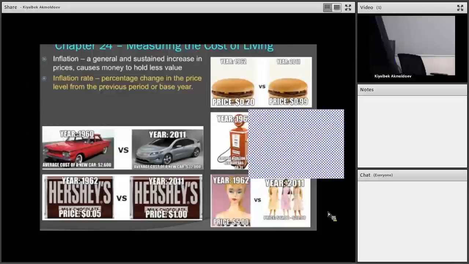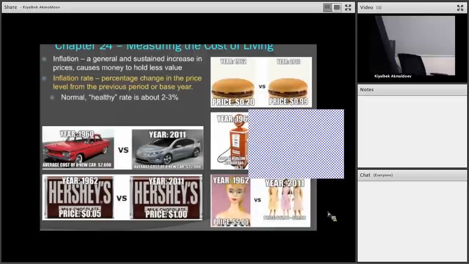Now, you've already learned one index called the GDP deflator, which showed us how inflation goes up and down over time, or prices go up and down over time. In this lesson, or this chapter, we're going to look at the second of the indexes, known as the consumer price index. Anyway, inflation. Prices go up, this happens, we know this happens.